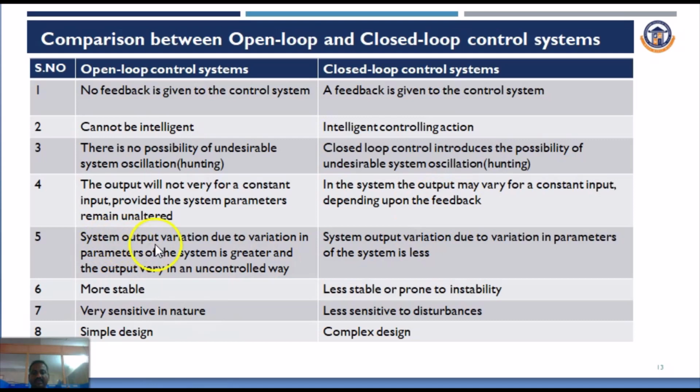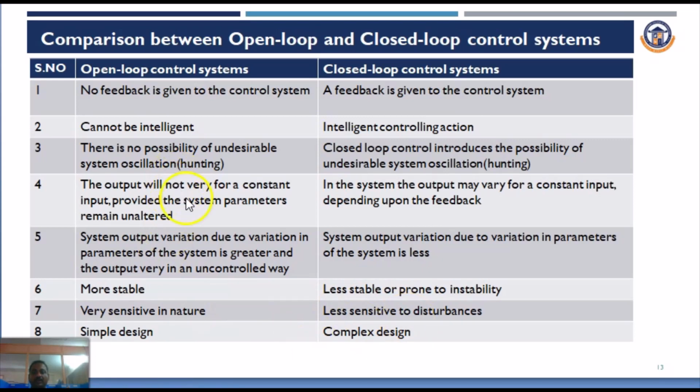Next, the system output variations due to variations in the parameters of the system are greater, and the output varies in an uncontrolled way. Whereas in a closed loop control system, system output variations due to variation in the parameters of the system are less. In addition, your open loop control system is more stable because of the absence of feedback, whereas in a closed loop control system, you have a feedback path, therefore the system is less stable or prone to instability. And in addition, an open loop control system is very sensitive in nature, whereas a closed loop control system is less sensitive to disturbances.